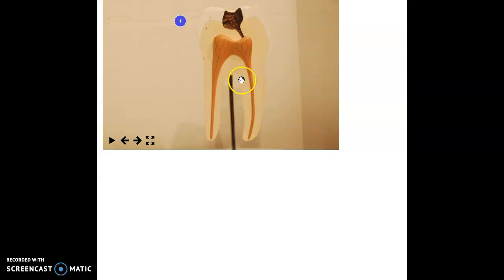Now this structure is a really cool structure. It's called dentin. So teeth are not really made out of bone. They're made out of dentin. Now, this is pulp. It's in the pulp cavity.